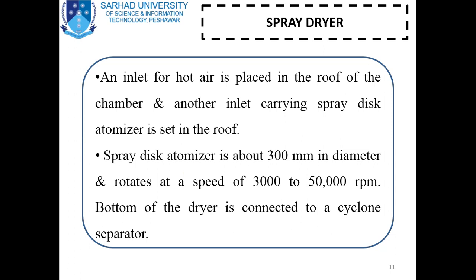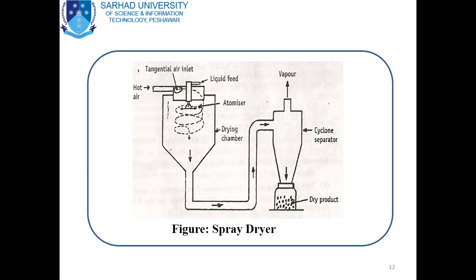The bottom of the dryer is connected to a cyclone separator. You can see that is the bottom, and it is further connected to the area termed the cyclone separator, which is responsible for removing the vapors or moisture content and separating the dry product from one another.